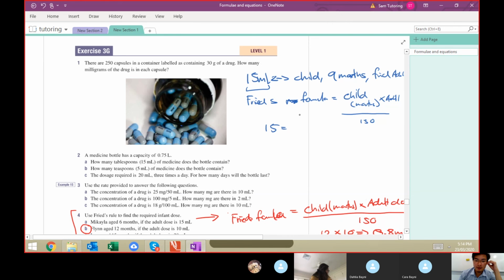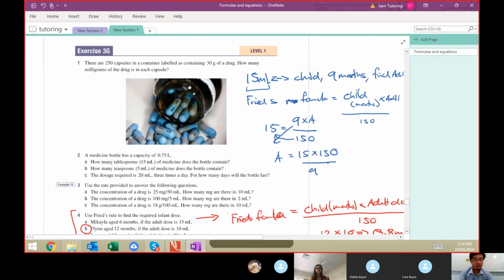How old is the child? 9. Multiplied by A. Let's just say A for adult over 150. How would you get A? Well, you make A the subject by multiplying that up and divide down. Where have we seen this before? We've seen this before in the previous examples, right? Yeah. We divide down, multiply up. But that only occurs when everything's multiplying each other, not adding and subtracting, okay? Keep that in mind. So you get 15 times 150 divided by 9.